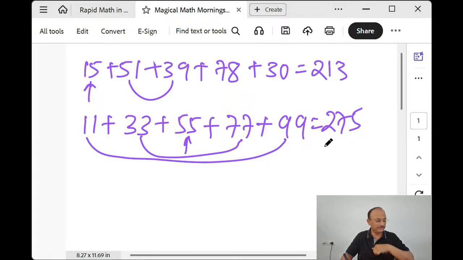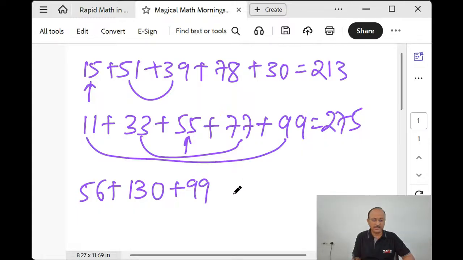Perfect. How to use this method? Suppose there is a 3-digit number. Suppose, let's take a number like 56 plus 130 plus 99 plus 4 plus 47. We have a combination of single digit, two digit, three digit, and even this method can be used for four digit numbers also. What do we do?